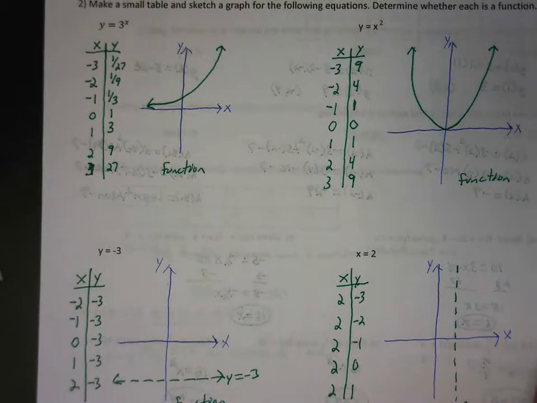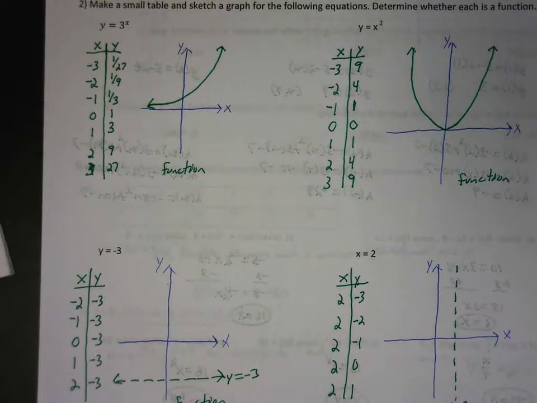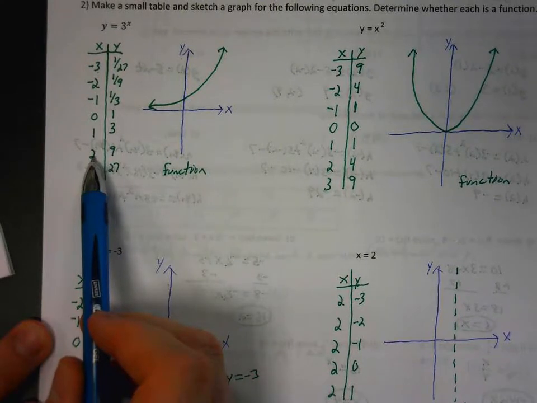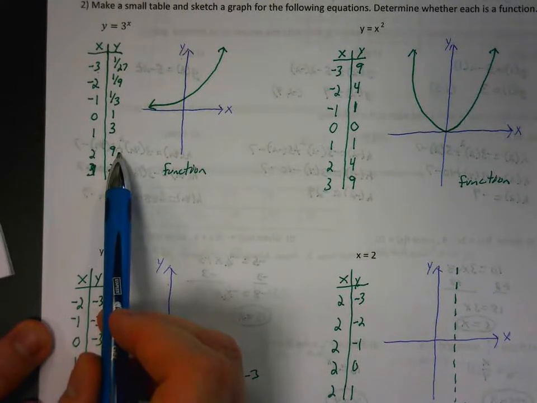So this is what the graph would look like, and the tables, with y equals 3 to the x. Is that a function? Well, does each x have at most one y? So if you take an x value, do you ever get more than one answer for the y value? And the answer is no.